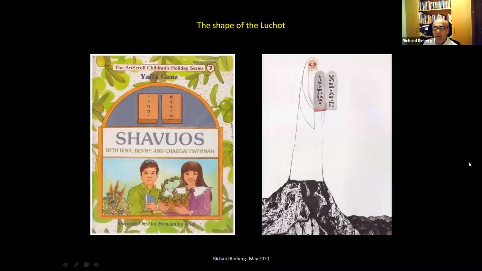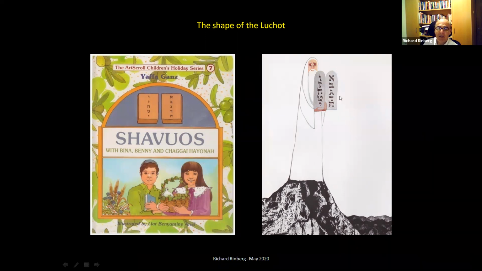Now, the shape of the Luchot, it's interesting. Here's a typical ArtScroll book, the one on Shavuot with Bina, Beni, and Chagai Yonah. Chagai the dove. And here you can see the Luchot are rectangular shape. And if you look in the Gemara, the Talmud, you'll see this is the sort of idea if you look at the Perush.